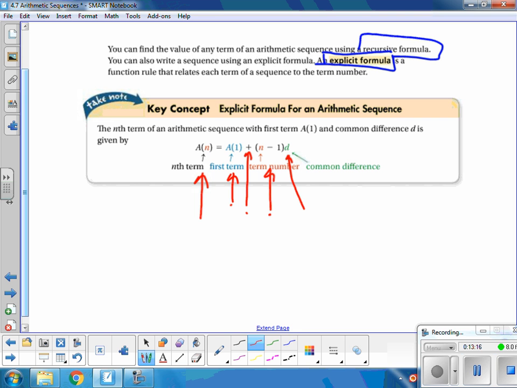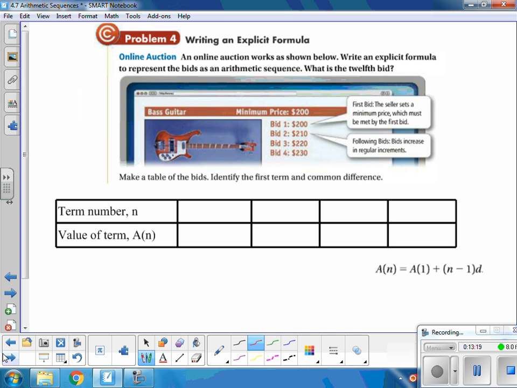Okay, let's play this out a little bit. You just got to see a few of them. We're going to write the explicit formula for what's going on here. We're making bids on some things. So bid number 1, term number n. Bid number 1 was $200. Bid number 2 is $210. Bid number 3 is $220. And bid number 4 is $230.